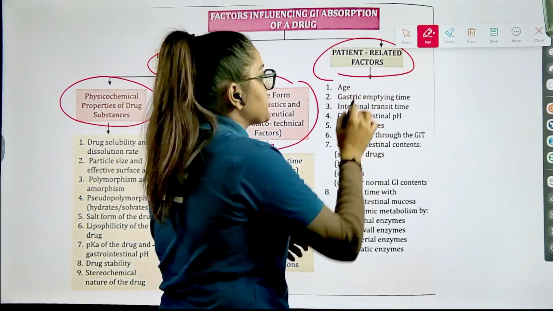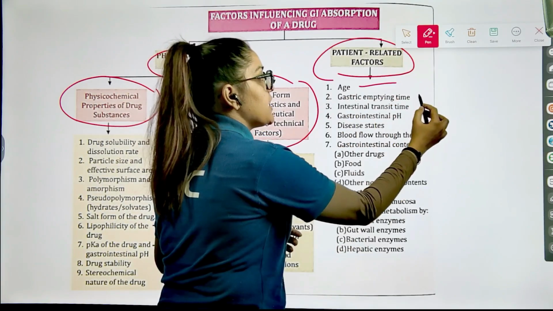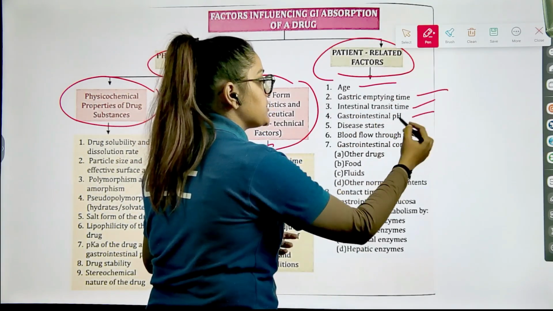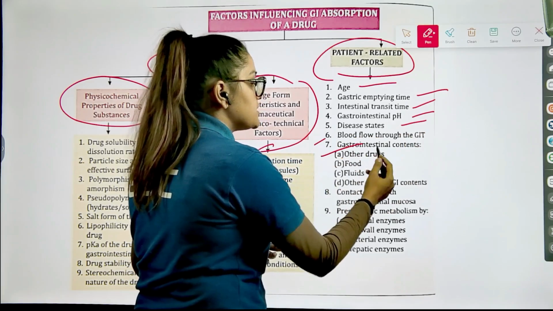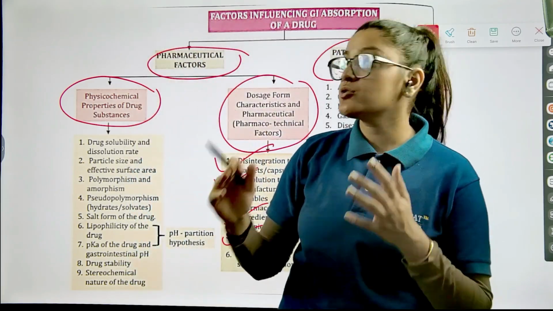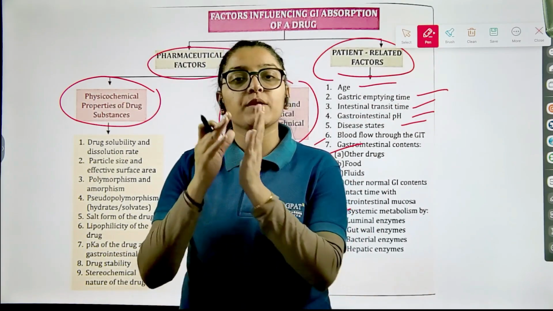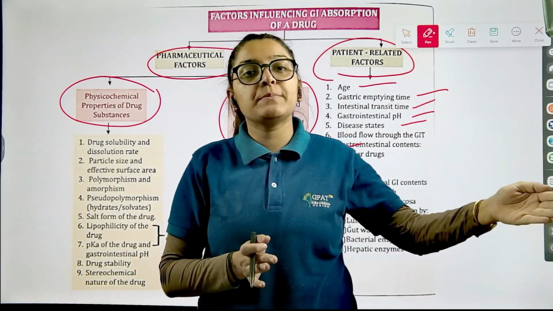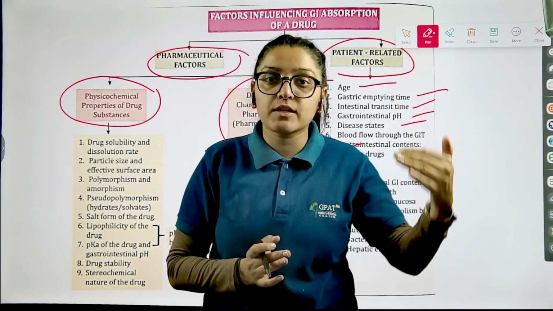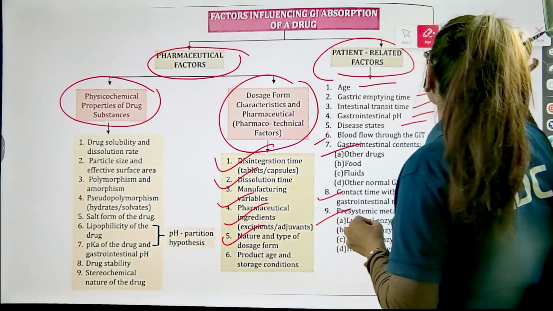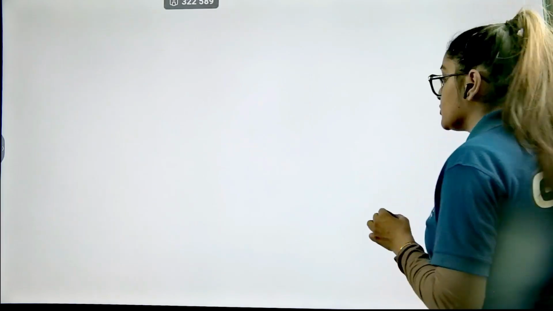Next will be your patient related factors, which include age, gastric emptying time, intestinal transit time, gastric pH, disease state, blood flow, GIT contents, contact time, and pre-systemic metabolism. So the basic parameters are going to be from the drug, then the dosage form, then to whom it is being administered and the actual condition of the patient. A few important factors, I will just cover for you all.